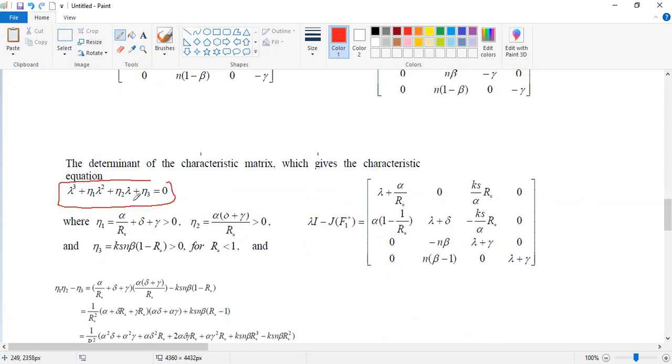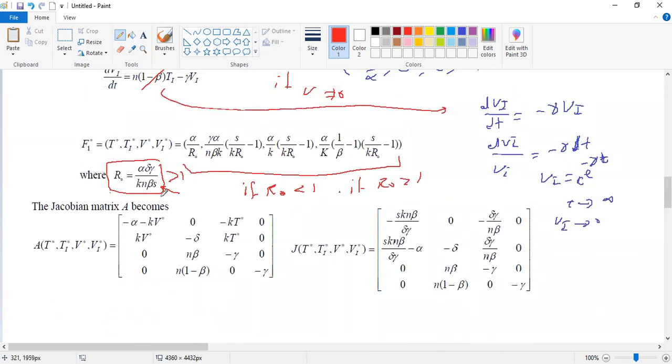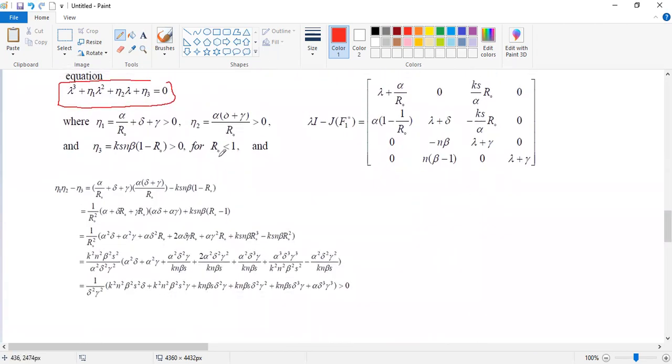What is the eta 1, eta 2, and eta 3? I explained here. And don't forget what is the R naught. This is the R naught. It's very important. Then it becomes stable when R naught is less than 1 in this equation. In this equation, eta 1 is positive, eta 2 is positive, and eta 3 also positive. What about now this eta 1 times eta 2 minus eta 3? This one also should be positive, because eta 1, eta 2, eta 3 are positive. But what about the difference, eta 1 times eta 2 minus eta 3?